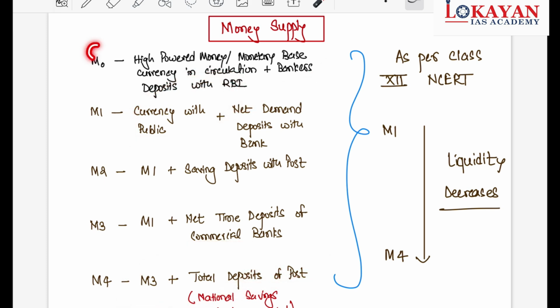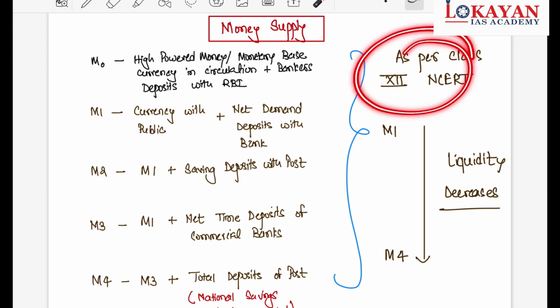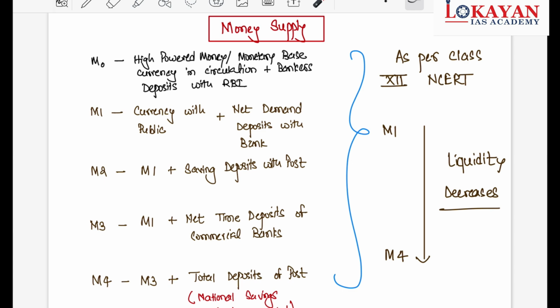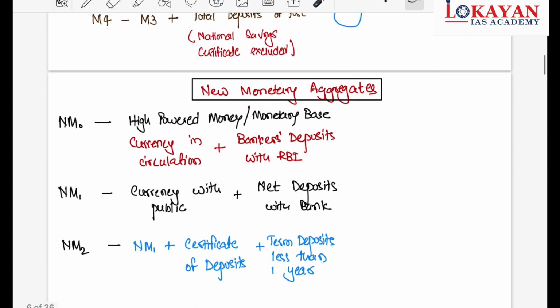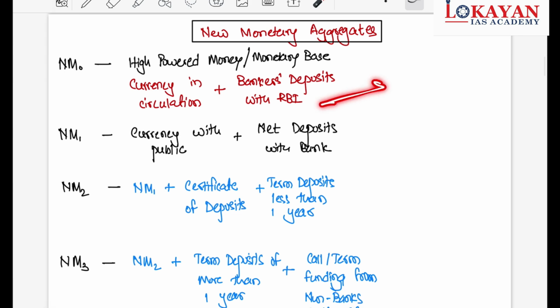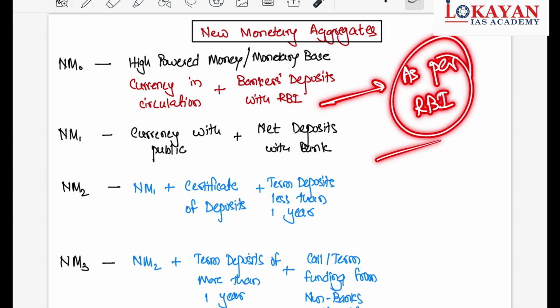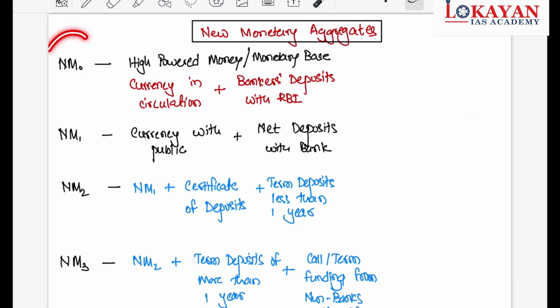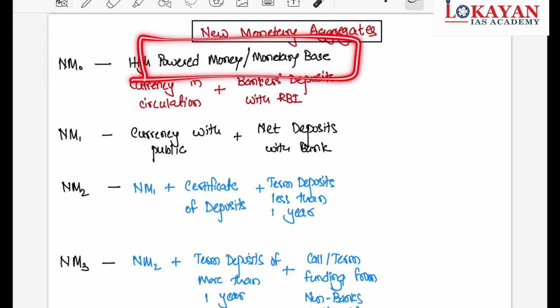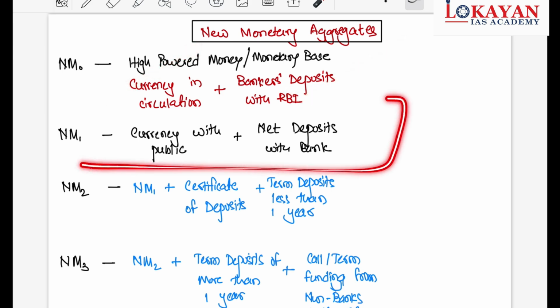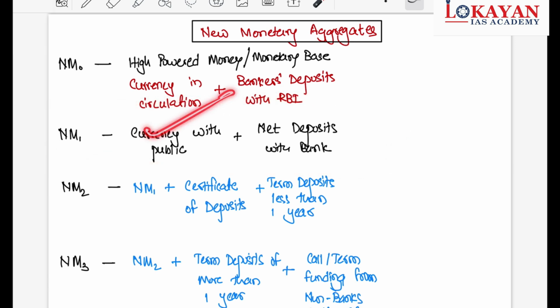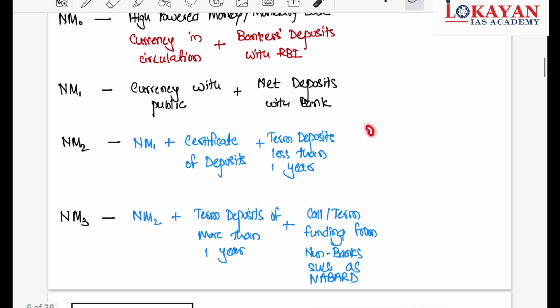Now you can see here M0 to M4, all these indicator definitions as per your class 12 NCERT. But RBI has a different methodology, so let's see that. These are the new monetary aggregates as per the Reserve Bank of India. How does RBI calculate it? NM0, high powered money or monetary base, is the same: currency in circulation plus bankers' deposits with RBI. Then NM1 is also the same as M1: currency with public and net demand deposits with bank. What is different is NM2 and NM3.